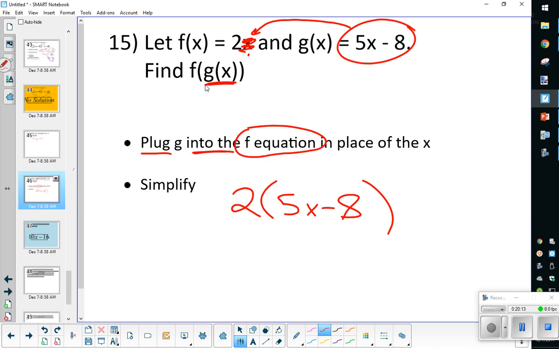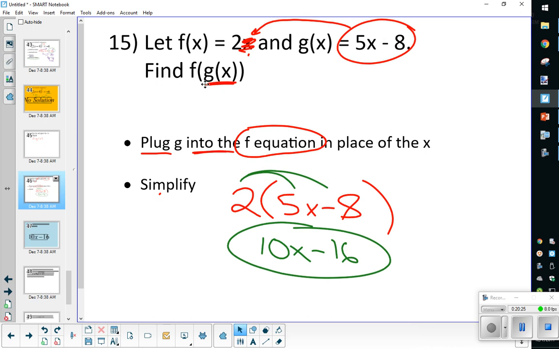If I've plugged that in like that, what would I need to do next to try to simplify it? Yep, just distribute, all I've got left. 2 times 5 is 10x. 2 times 8 is 16. There's my answer, 10x minus 16. Don't get scared by those. You take g, the thing on the inside, and you plug it into the other one.